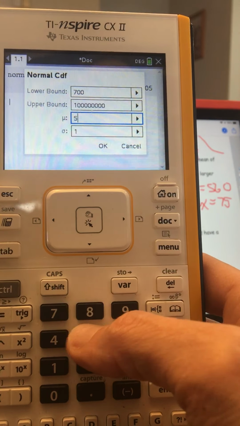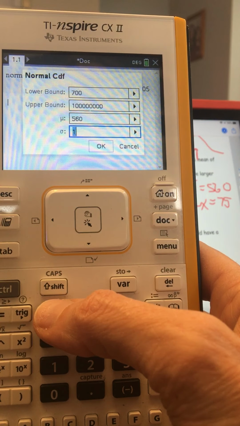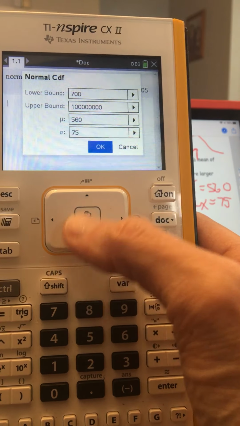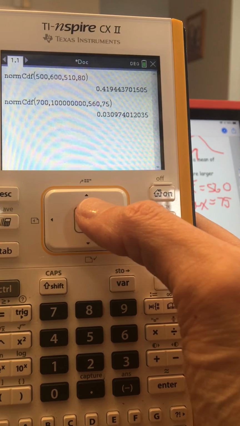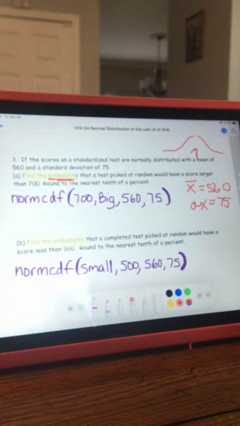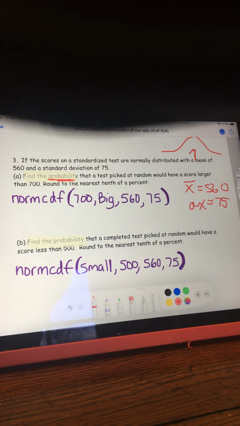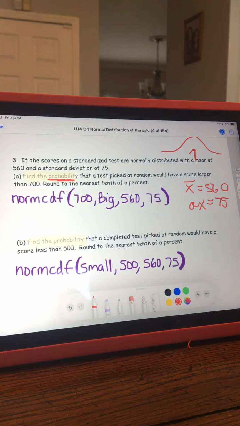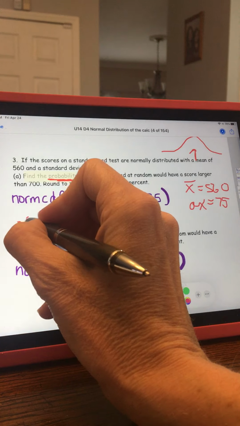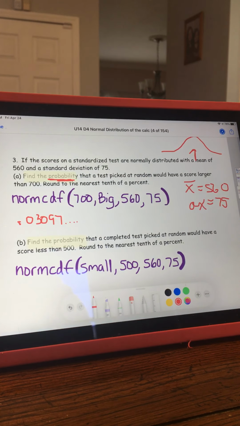Okay, and then our standard deviation. And then our, nope, sorry, that was the mean. And then our standard deviation. Okay, and there we go. So we get 0.030, blah, blah, blah. Okay, so we got 0.03097, right? Looking like that.